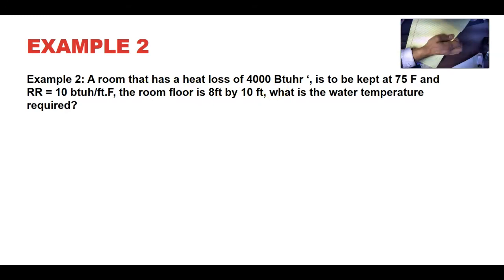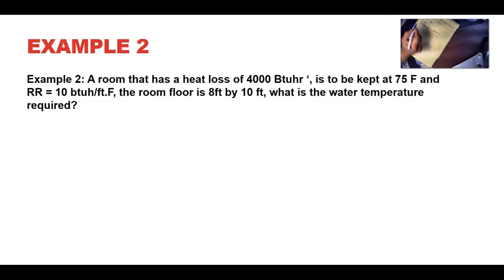It's an example. So a room that has a heat loss of 4,000 BTU per hour. Let's write that. So 4,000, and then keep the equation here, Q equals radiation rate times area times delta T. 4,000 BTU per hour. T is 75 for the room. Radiation rate is 10. And the room is 8 by 10. That's a very small room, just for an example of this. 80 square foot. And what is the water temperature required for that room?